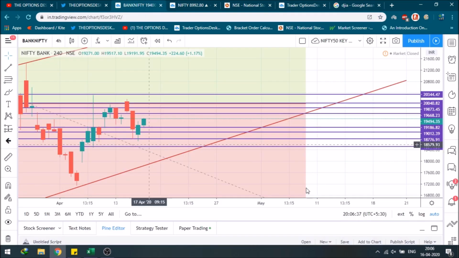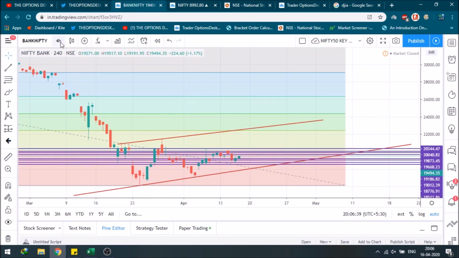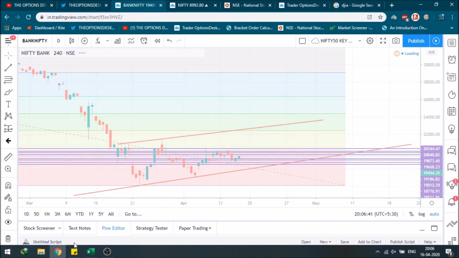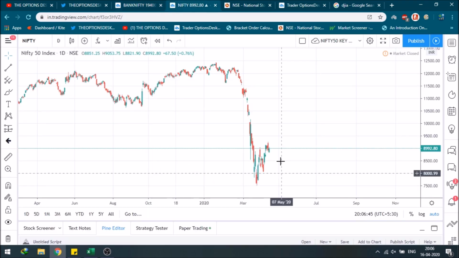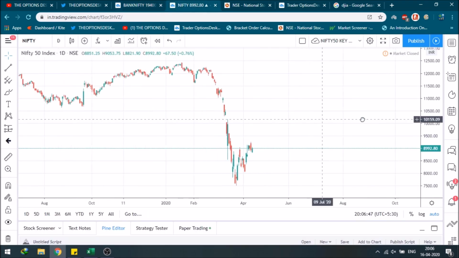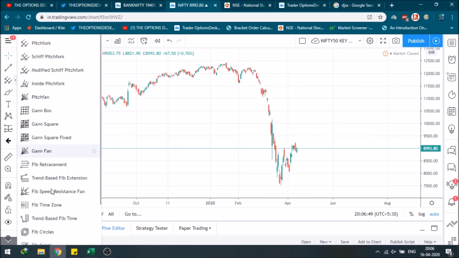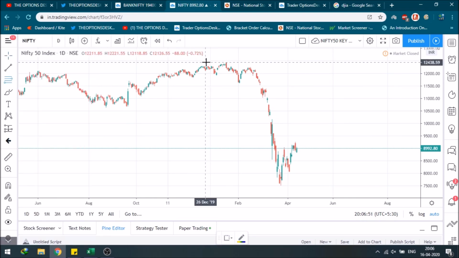So this was the BankNifty analysis for tomorrow, that is 17th of April 2020, Friday. So now let's directly jump to the Nifty 50 analysis. As you can see, this is the Nifty 50 analysis. So now let's firstly mark the most important things that we have to mark.